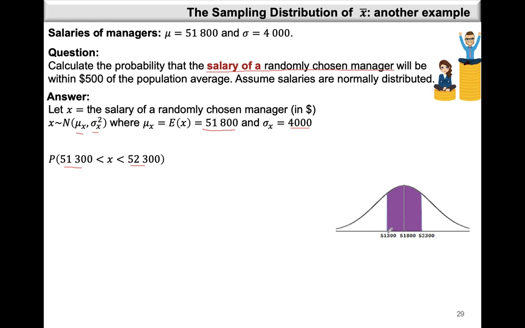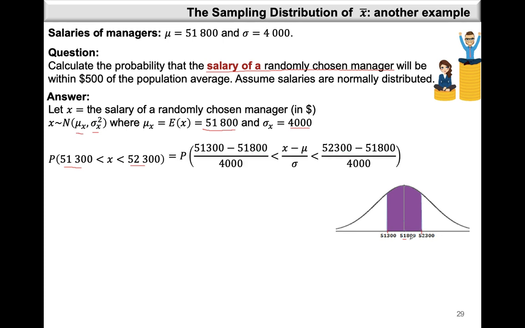And this is the area between 51,300, which is the mean minus 500, and the upper value is 52,300, which is the mean plus 500. So this is equal to the probability of 51,300 minus the mean, 51,800, divided by the standard deviation of 4,000, less than x minus mu divided by sigma, which is less than 52,300 minus the mean divided by the standard deviation. So this is equal to the probability that Z is between minus 0.13 and positive 0.13.